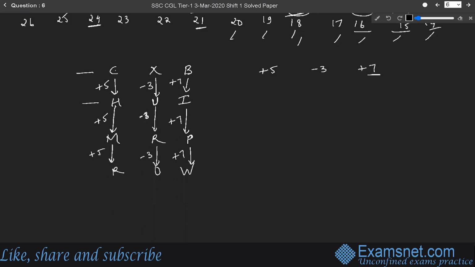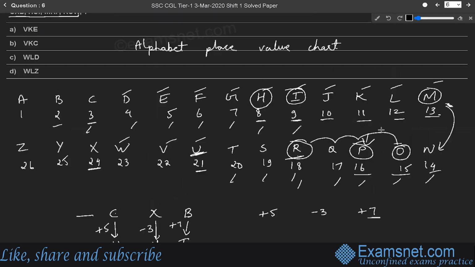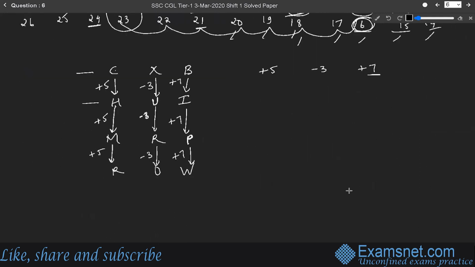Next is P and W. Okay, so P plus 7 gives W. P is present here and the positional value of P is 16. 16 plus 7 will be 1, 2, 3, 4, 5, 6 and 7. You can see that it is W. So the concept is absolutely right. We have to use the same concept in order to find the next possible value.